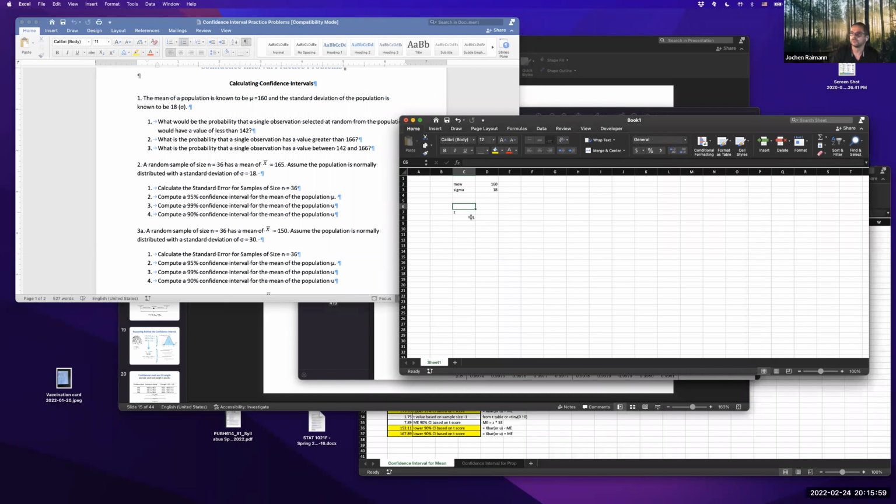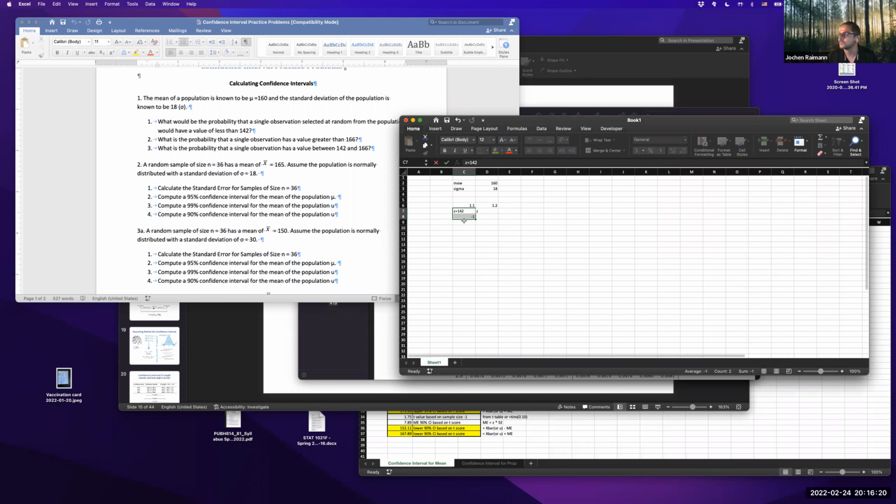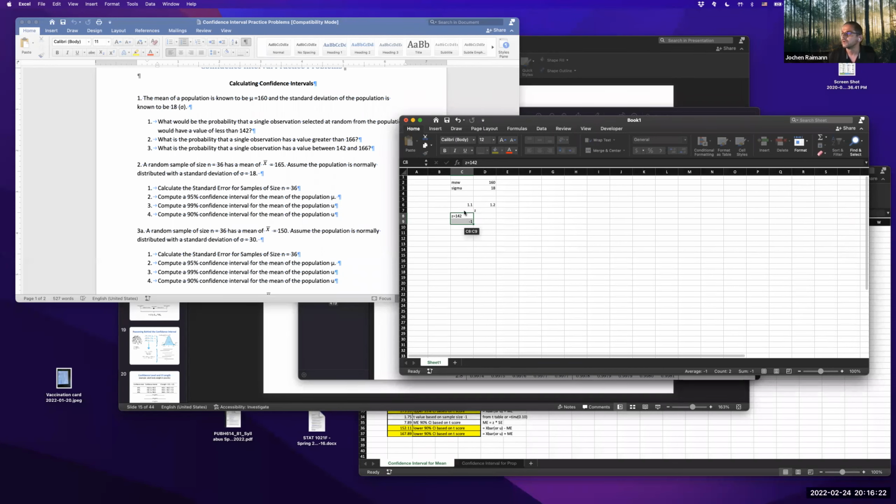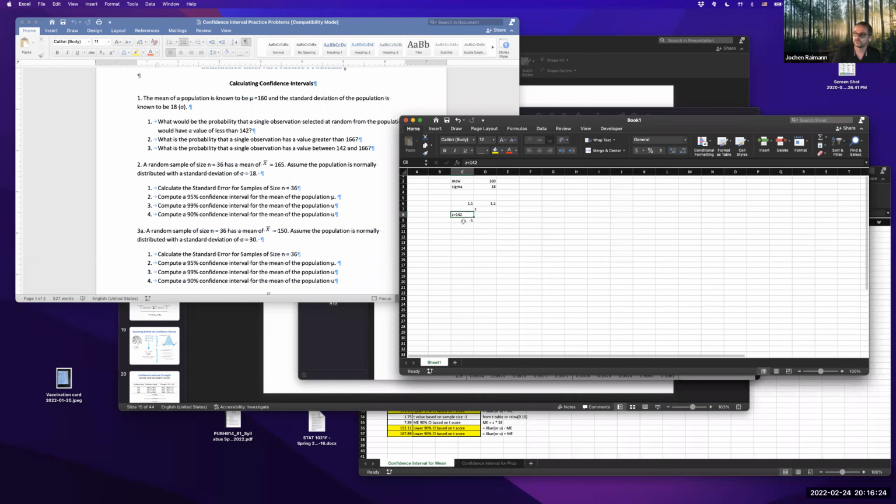So the second example was the point estimate of 142. So that was 1.1, the z at 142. If we do 1.2, we want to have the z for that. So we have here 142 as a score.